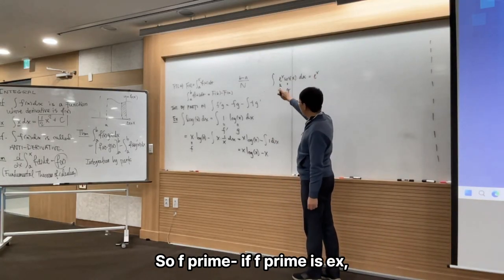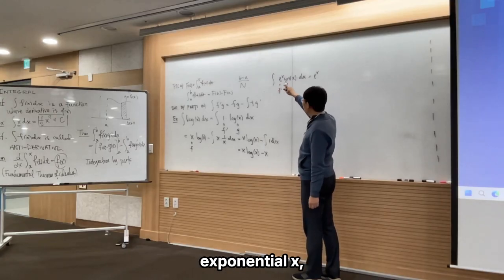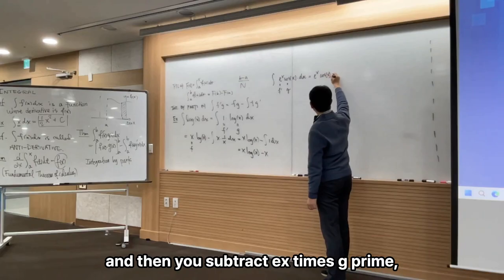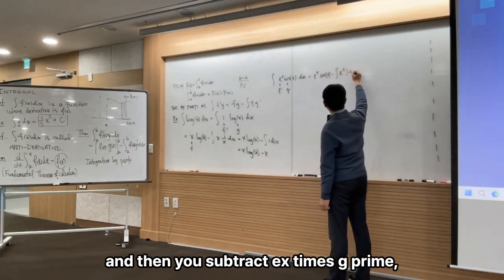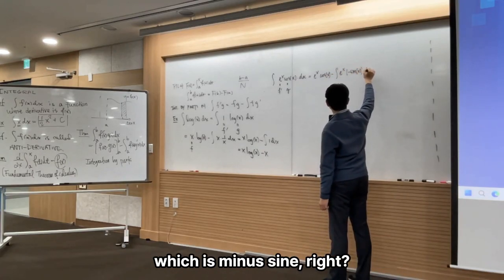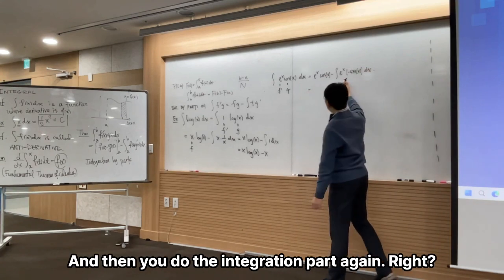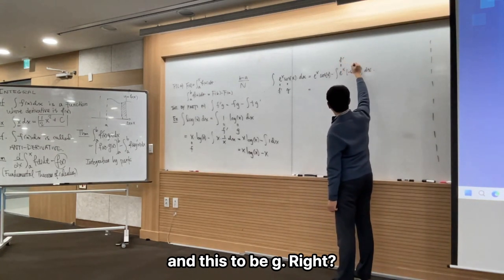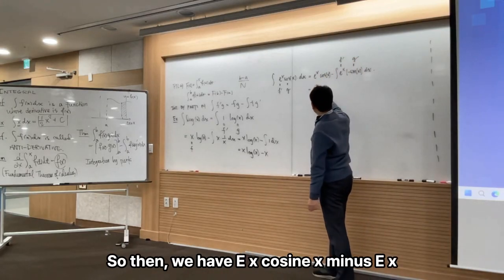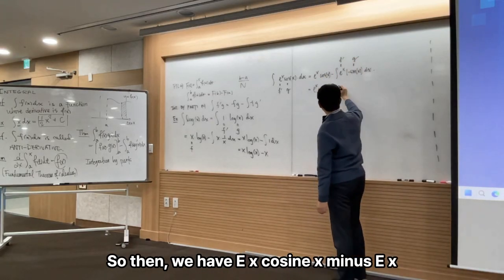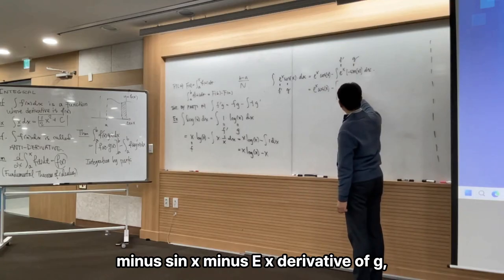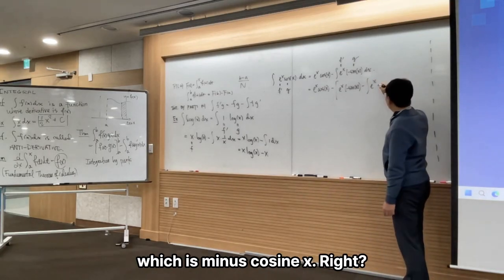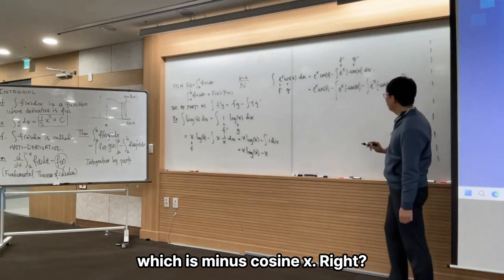So f prime. If f prime is e^x, then f is just e^x again, and then g is cosine x, and then you subtract e^x times g prime, which is minus sine, right? And then you do the integration part again, right? By taking this one again to be f prime and this to be g, right? So then we have e^x cosine x minus e^x minus sine x minus e^x times the derivative of g, which is minus cosine x, right?